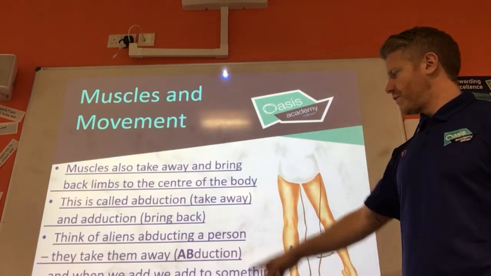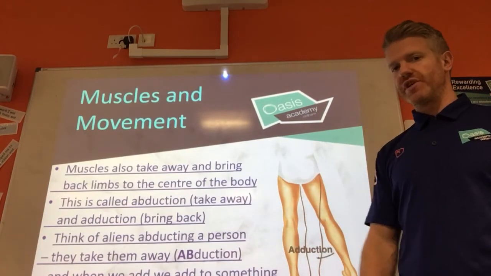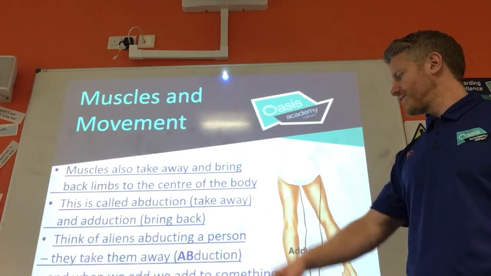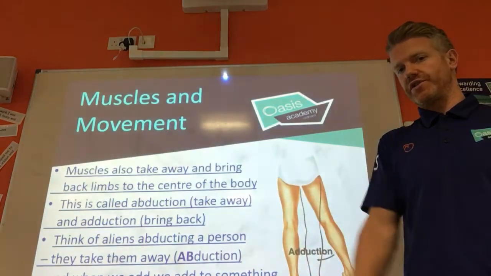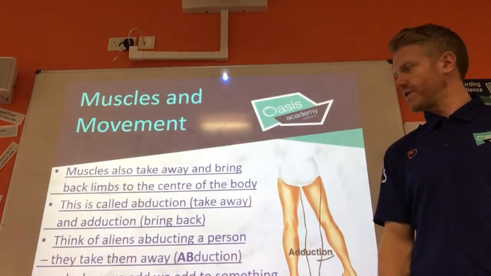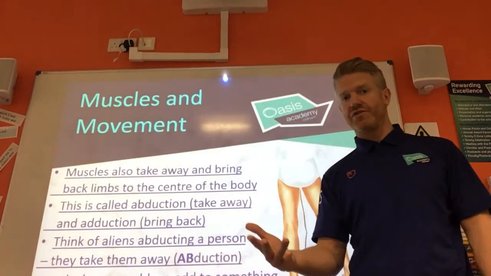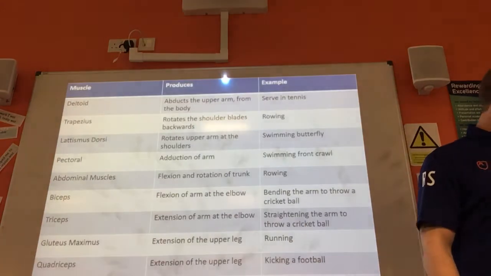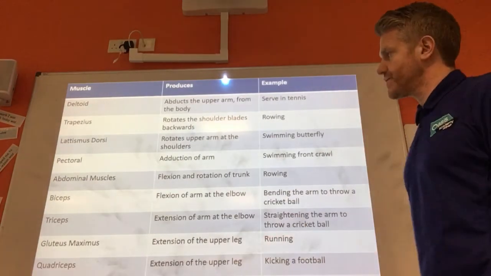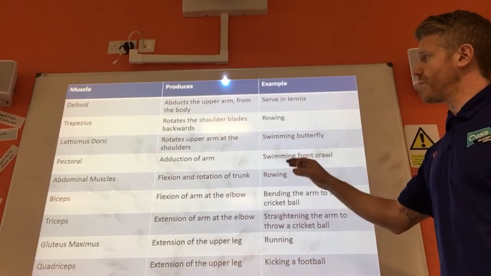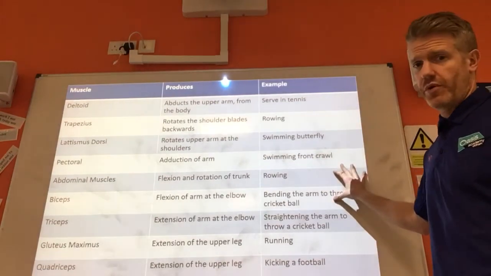Okay? So I always say, think of aliens abducting a person, taking it away, and when you want to add something, you adduct it, so you add it back to the centre line, okay? So there's adduction, abduction, flexion, and extension so far. Okay, these are examples. I'm just going to go through a few of these, of what the muscle does, what it produces, an example of sport.